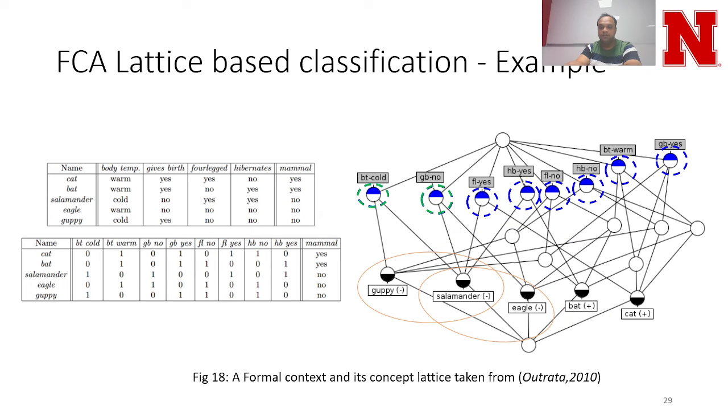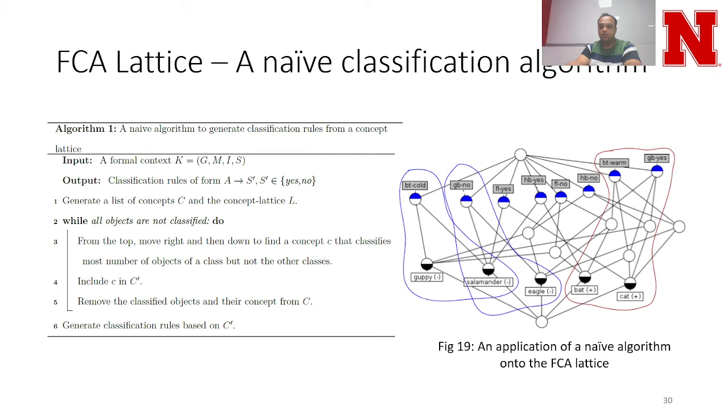Similarly, if we move ahead, we will see FL no, HB no, BT warm, and GBS. And in the next layer also, we will see that none of these attributes uniquely partition the set of objects into positive or negative examples. Finally, if we move ahead, we will see that this particular concept at the end here, represented in green, classifies all the positive examples, and hence we will also include this in our set of rules. So that's the whole idea.